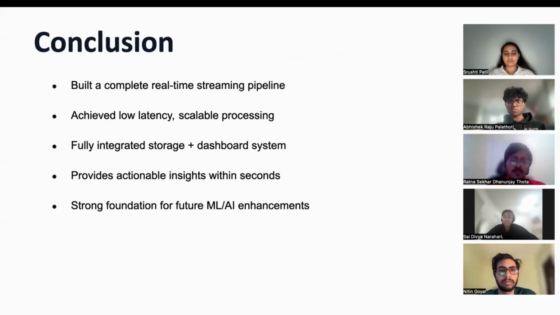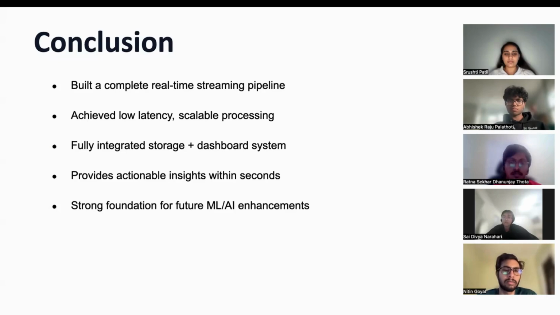To wrap things up, we have built a complete streaming pipeline that takes simulated stock data, processes it in real time with Spark, stores it in InfluxDB, and displays it on live Grafana dashboards. Everything works together end to end. We hit our latency target, 1.5 seconds from data generation to dashboard, which is solid for trading applications. And the system is also scalable. We are doing 5 stocks now, but the architecture handles hundreds without major changes.